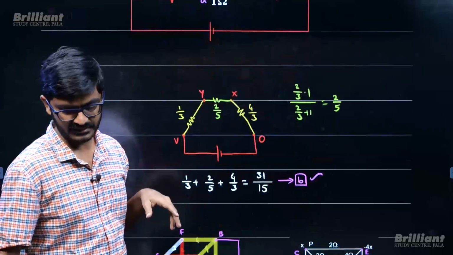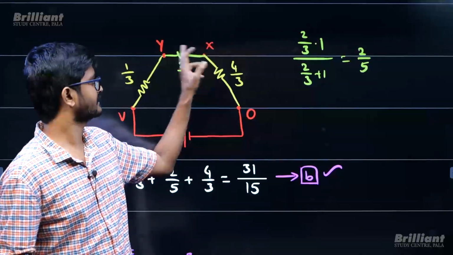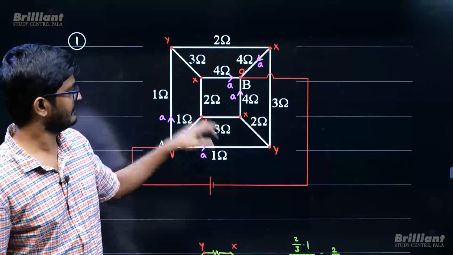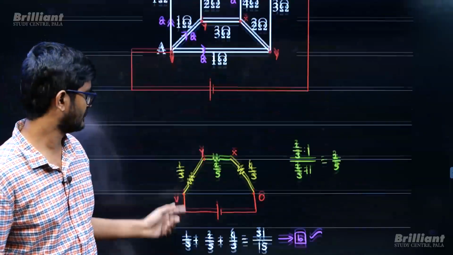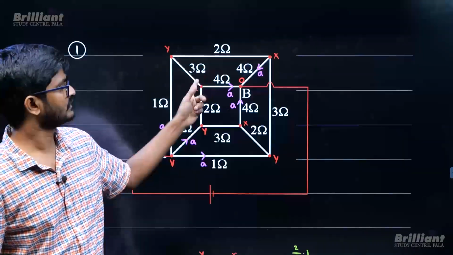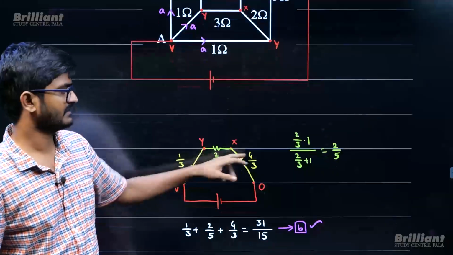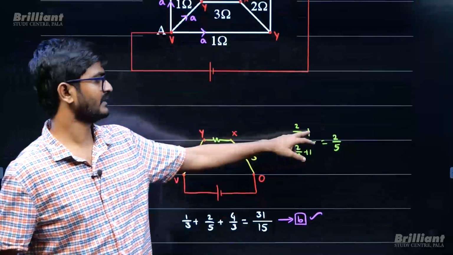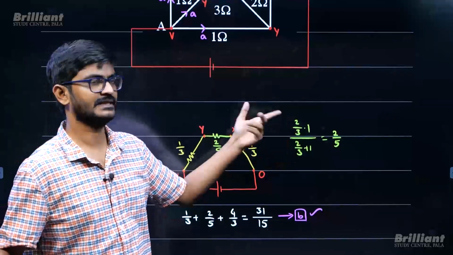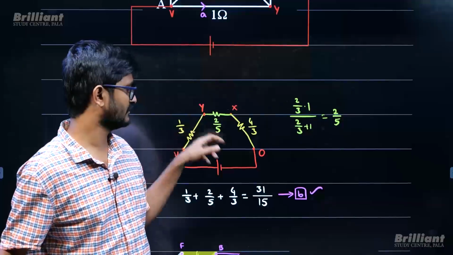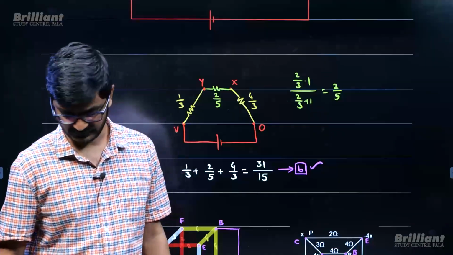I will be redrawing the figure with 0, V, X and Y, and this is between V and Y. So 1, 1, 1 will be parallel, so 1 by 3. Similarly 4, 4, 4 parallel, 4 by 3. Then 3 2's and 3 3's are in parallel, then I will be getting 2 by 5, right? Because 3 3's in parallel you will be getting 1, 3 2's in parallel you will be getting 2 by 3, they are in parallel. So 2 by 3 into 1 over 2 by 3 plus 1, 2 by 5. Then the equivalent resistance will be the summation of this. That's all, right?